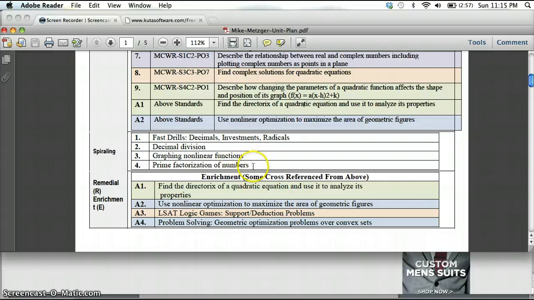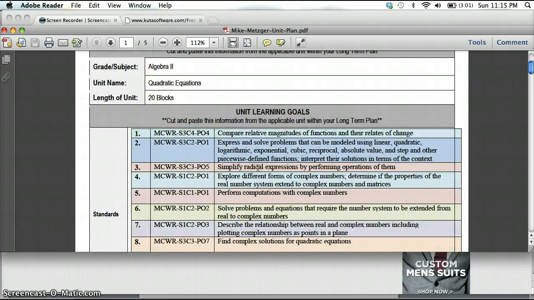Now notice he also put in here some spiraling skills. These are skills that he may use for about 5 or 10 minutes as a do now, because students absolutely have to know these things to be able to do the quadratic equation. They have to understand what decimals, exponents, and radicals are. They need to divide decimals, graph nonlinear functions, and understand what prime factorization of numbers is. So he may do these for 5 or 10 minutes as his do now, but he included those because they're essential to the quadratic equation.